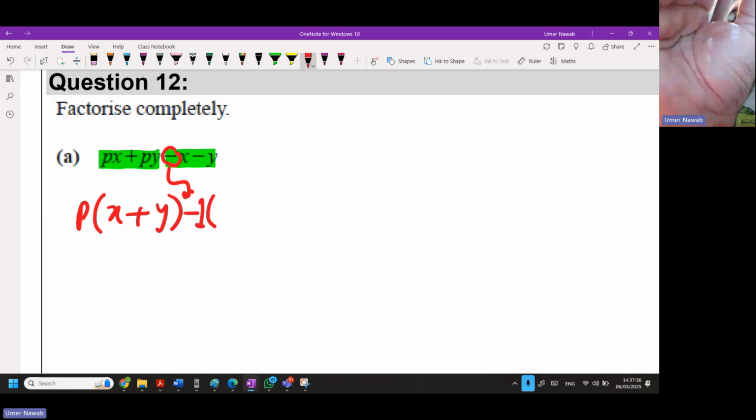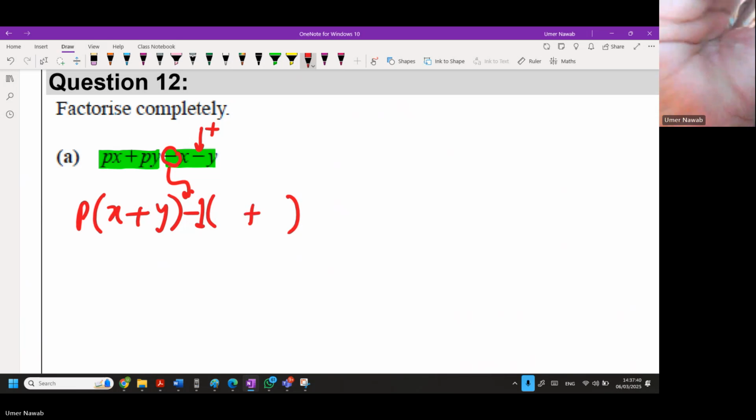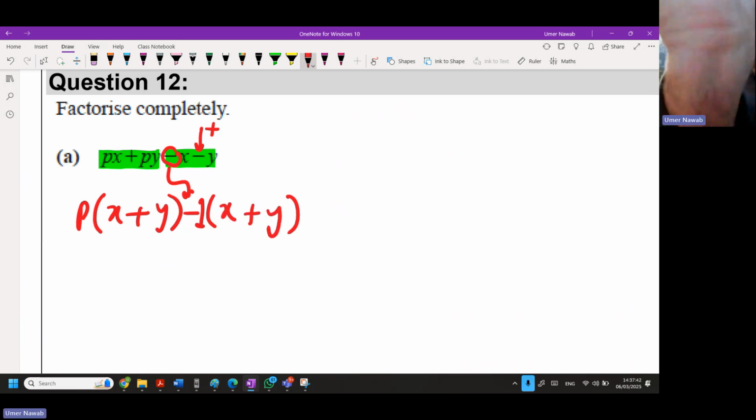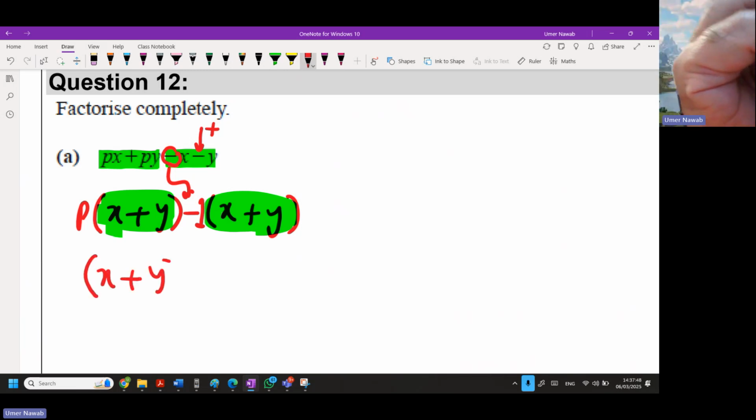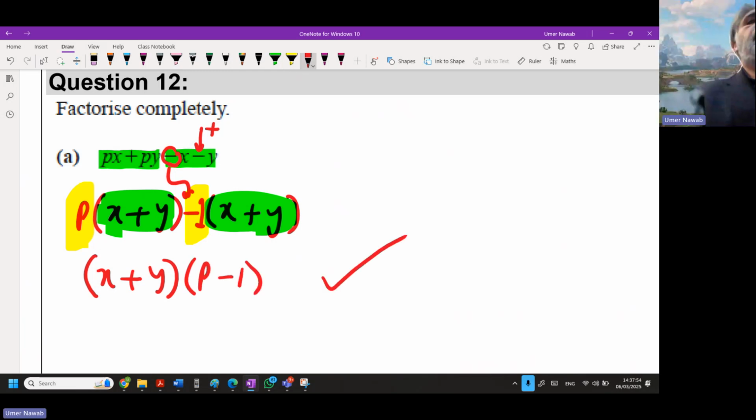So nothing common means I will write 1 outside. Minus changes to plus, and then x plus y. You got the same brackets, guys. I'm going to copy x plus y outside. Inside the bracket, I'm writing p minus 1. And this is my factorization by grouping.